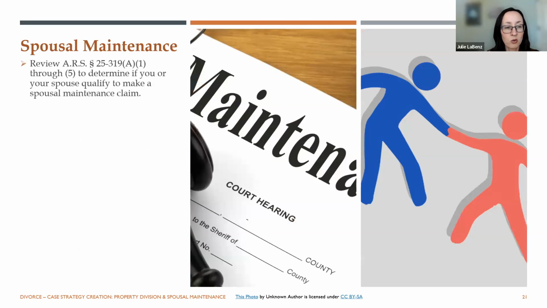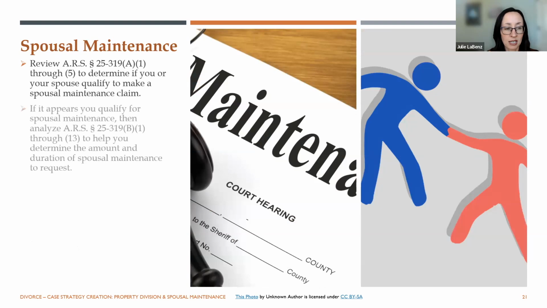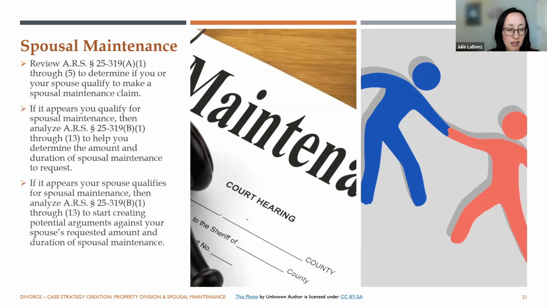Spousal maintenance. Review 25-319 A 1 through 5 to determine if you or your spouse qualify to make a spousal maintenance claim. If it appears you qualify for spousal maintenance, then analyze subsection B 1 through 13 to help you determine the amount and duration of spousal maintenance to request. If it appears your spouse qualifies for spousal maintenance, then analyze subsection B 1 through 13 to start creating potential arguments against your spouse's requested amount and duration of spousal maintenance. Do you want the spousal maintenance award to be modifiable or not?